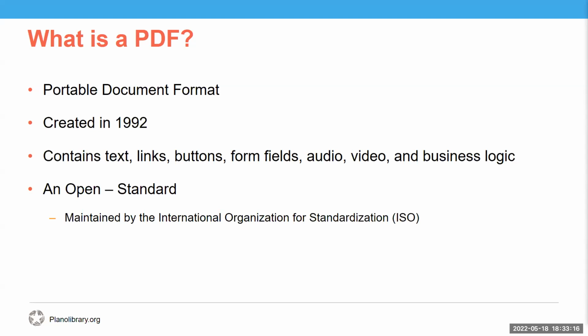PDFs are now an open standard, meaning it is maintained by the International Organization for Standardization, also known as the ISO, and it can contain links, buttons, and form fields, audio, video, and business logic. These documents are now capable of digital signatures and can be opened in the free Adobe Acrobat Reader software. Now, there are also special standards of PDF files such as PDF/A for archiving, PDF/E for engineering, PDF/X for printing, and PDF/UA for accessibility needs. And these are all, again, an open source format now.